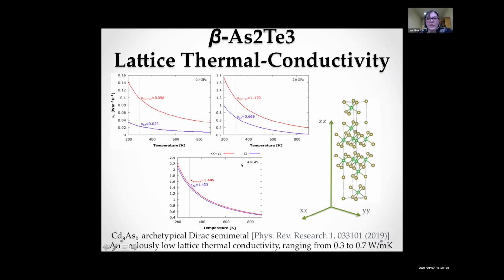Also interesting is that at 4 gigapascal the values really increase, but another interesting feature is that the values along the layered direction are getting similar to the in-plane direction. This means that, because of pressure, you are probably getting a more covalent-like environment instead of van der Waals, because the layers are getting closer to each other.